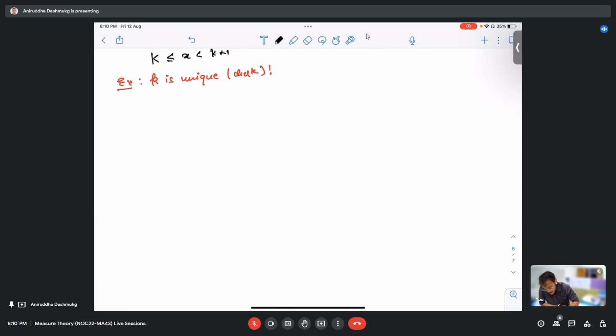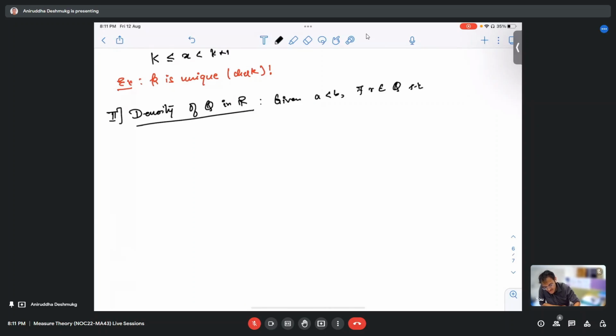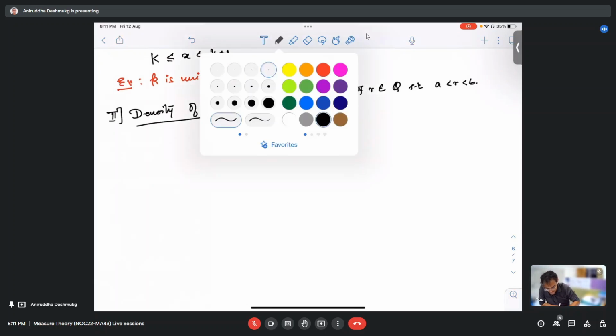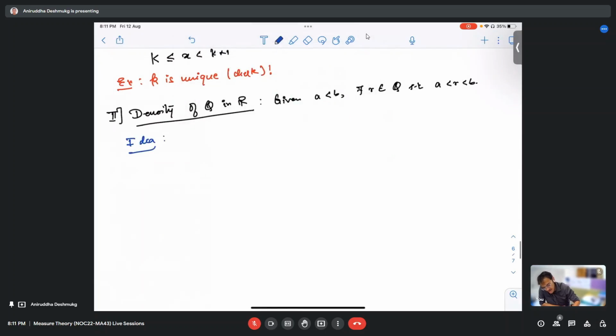Once we have this, now we can prove the density of rationals in R. So what it says is that given a less than b, we can find a rational number such that it lies between a and b. Let me give you the idea of the proof. Since a is less than b, we can find an n such that nb minus na is bigger than 1. Right? Can we do that?